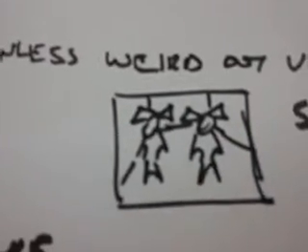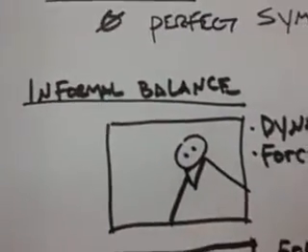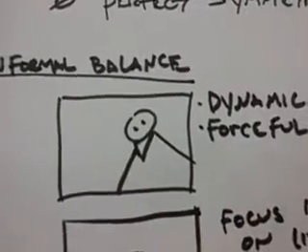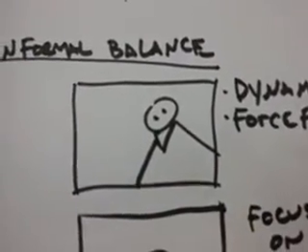Let's talk about the two different kinds of balance. Informal is where we're going to be starting. Informal basically is more dynamic, and it forces you to look at this point of view.